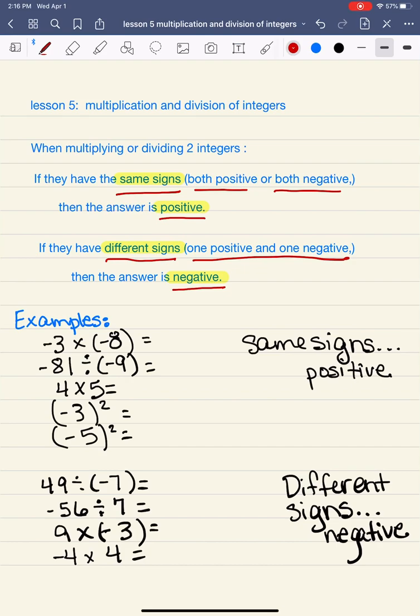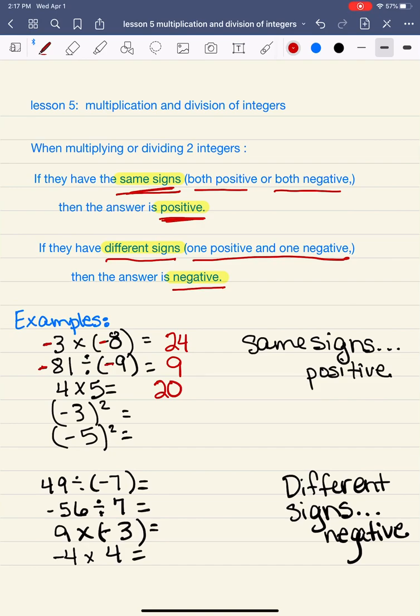So the first one, -3 times -8. They are both negative, so the signs are the same, so then it will be positive 24. Remember, if it's positive, you don't have to put the positive sign, but you can. Okay, the next one, -81 divided by -9. So the signs are the same, so it will be positive 9. The next one, 4 times 5, the signs are the same. The answer is 20. It would be positive 20.